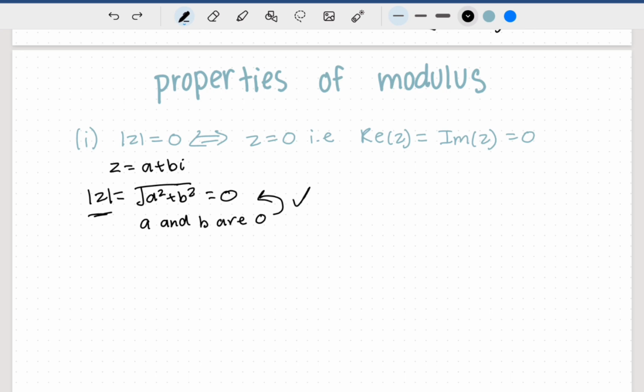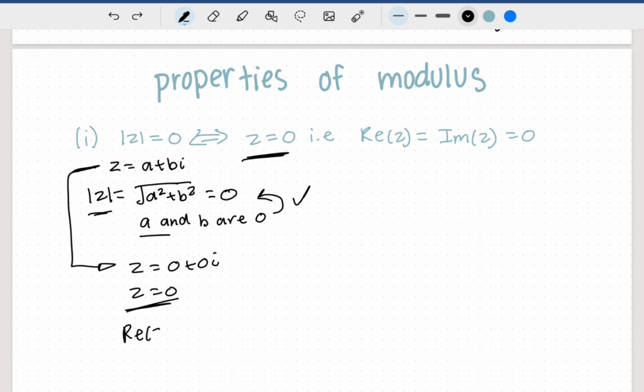So what does that mean? Okay, a and b are 0. Let's plug it into this complex number. That's z equals 0 plus 0i, which is z equals 0. What does that further mean? Well, if z equals 0, we know that the real part of z is 0 also. And that's because we know that the real part of z in this case is a. And we know that a is 0 from over here. So that's saying the real part of z is 0, and the imaginary part of z is also 0. So hence this property is proved.